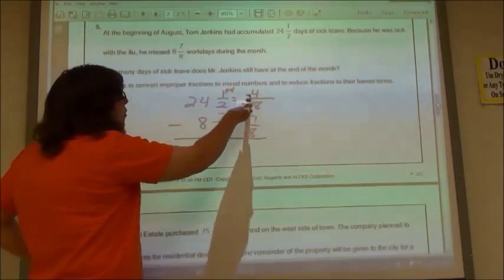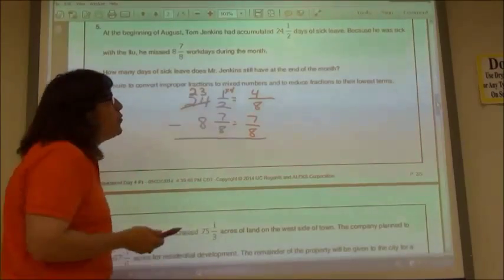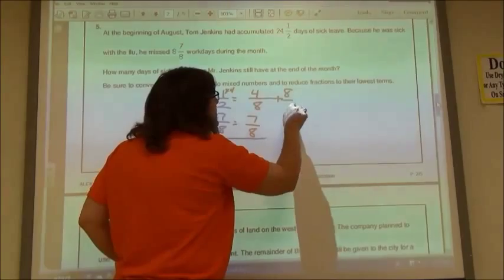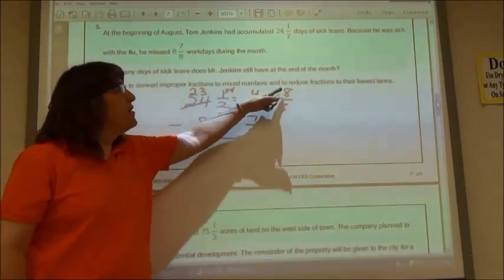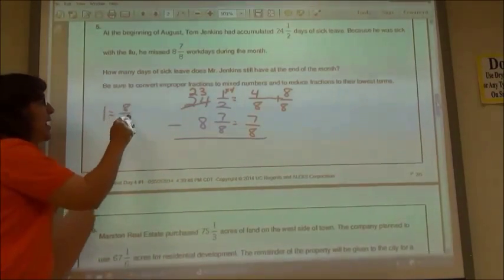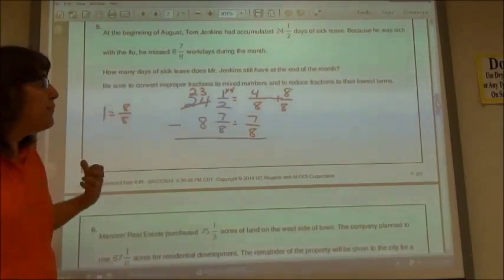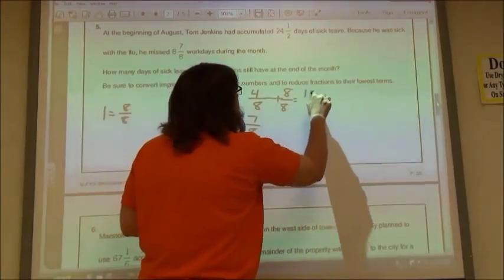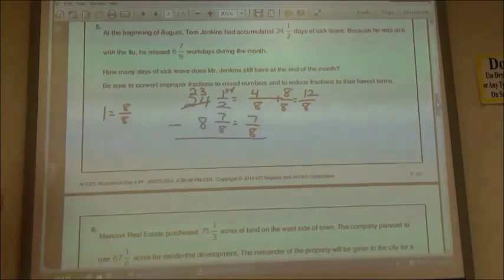So what I do is I go over to my whole number and I take 1 off of there. That makes that 23 instead of 24. But when I add 1, I'm going to add it in terms of eighths. So whatever my denominator is, I'm going to have the same number over itself. 1 is equal to 8/8 or 7/7 or 10/10 or 5/5, whatever it may be. So that 4/8 plus 8/8 gives me 12/8, which is the same thing as having 1 and 4/8.